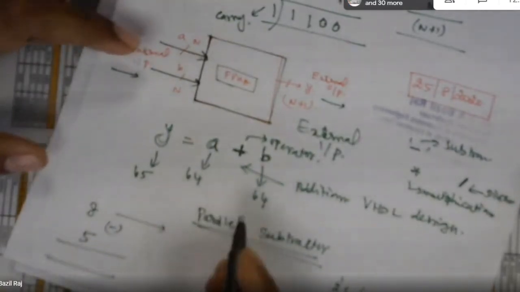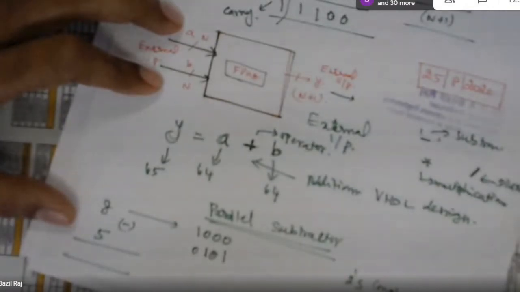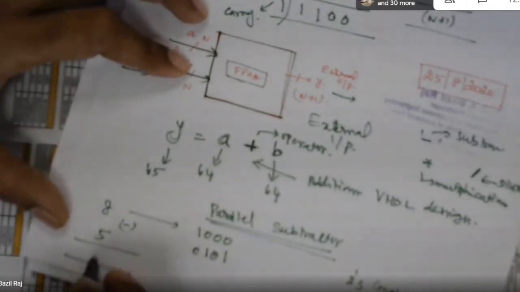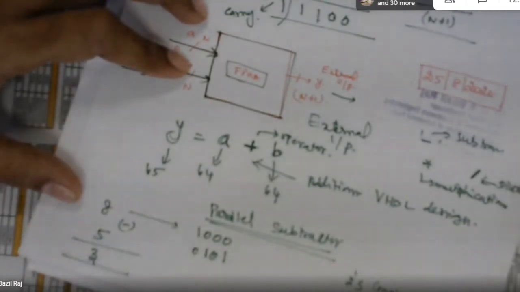So what I'm doing to subtract, you write the 8 as it is. That is 1 0 0 0 is the 8 now. Then this 5 is there now. 5 is nothing but 0 1 0 1. Correct? Now you write this number. The actual result is 3. The actual result is 3 here.